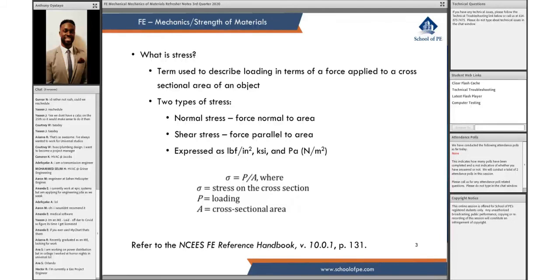On page 131 of the 10.0.1 reference handbook, we see what we're supposed to be using to calculate stress. Again, it's the load divided by the cross-sectional area. Here you see load as P. You could also see F for force, L for load, P for load as well, and you could see those in other problems or other equations. So you have to make sure that you're paying attention to the actual letter and what's actually being used, so you don't confuse yourself.